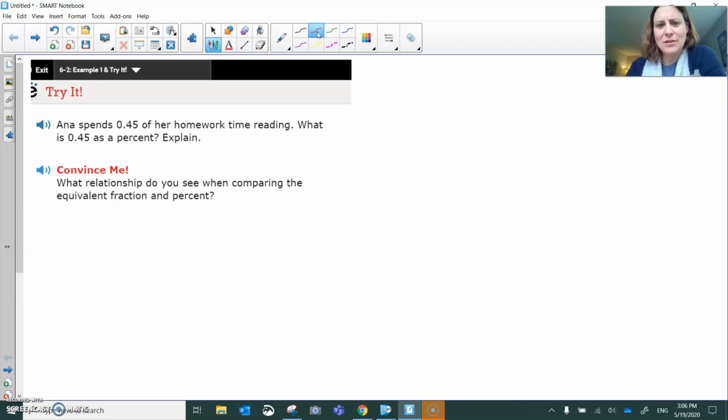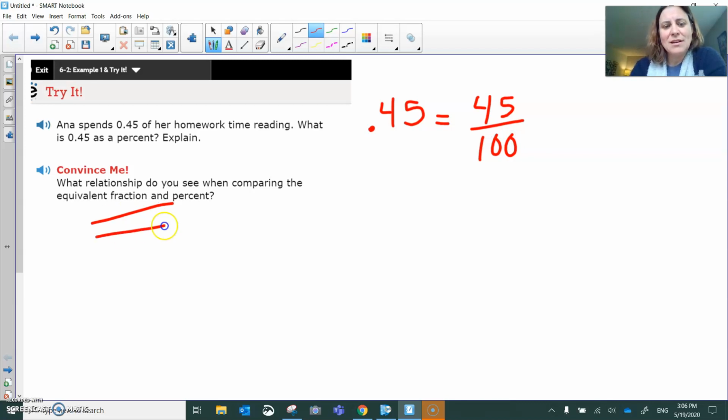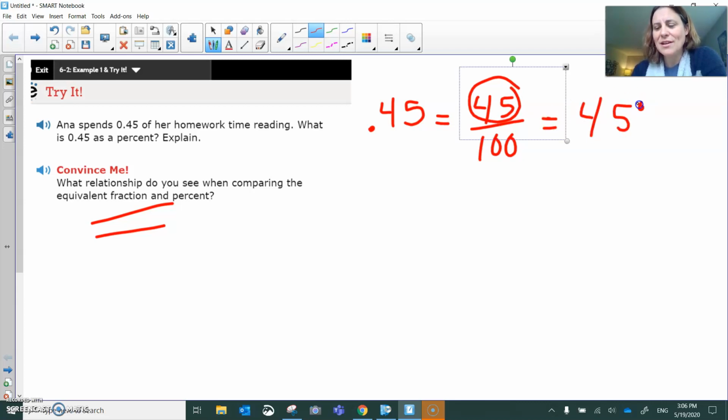Lots of ways you can do this. 0.45 written as a fraction, if you were to think about that as money, that would be 45 cents. And 45 cents is how many pennies you get out of a dollar, 45 100ths. And the relationship when you're comparing equivalent fractions and percents is once the number is over 100, that becomes the percentage. So this is 45%.